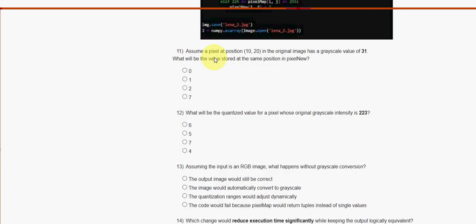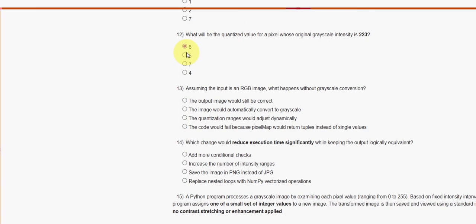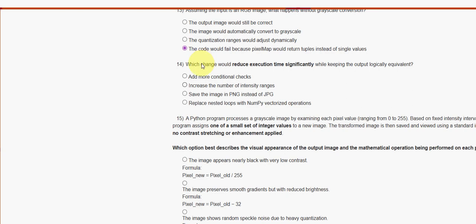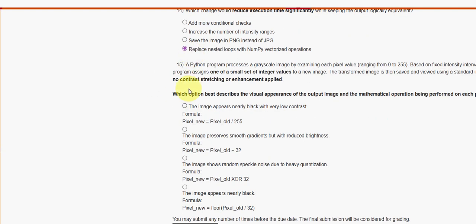For the 11th question, first option, and 12th question also it's first option, and 13th one it is fourth, 14th question once again fourth option, and finally 15th question it's the fourth option once again. So friends, these are the most probable solutions for the week 10 assignment of the course Python.